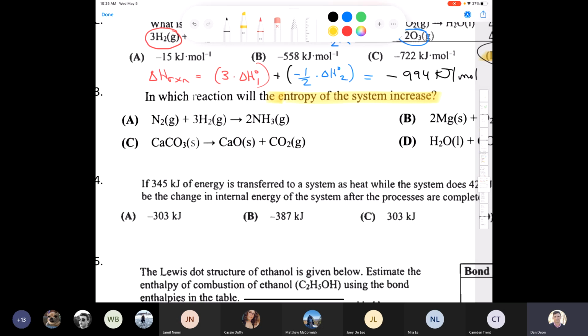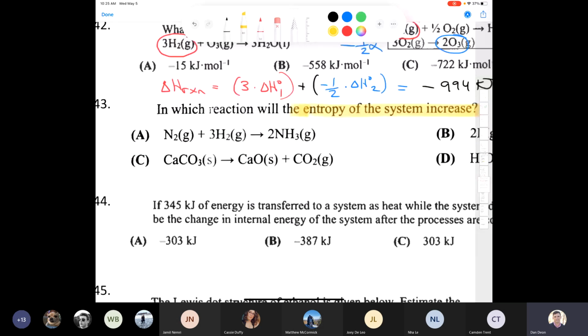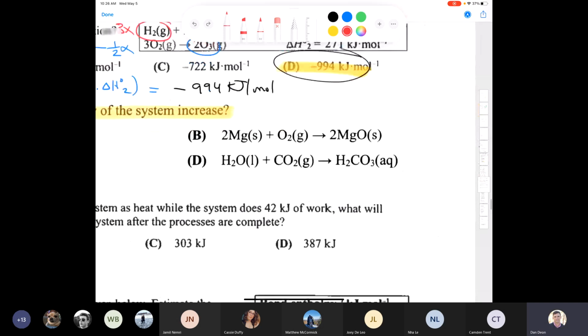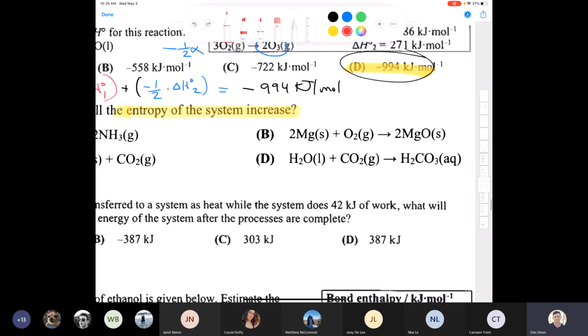Right, if you look at A, you got 4 molecules of gas, or 4 moles of gas. We've got 4 moles of gas over here, and then we end up with 2 moles of gas. So that's a decrease in entropy. If we look at B, we got a solid and a gas, and then we're ending up with only solid in the end. So that's a decrease in disorder. Here you've got 2 components, a liquid and a gas. They're coming together to make one homogeneous aqueous solution. So that's a decrease in entropy.